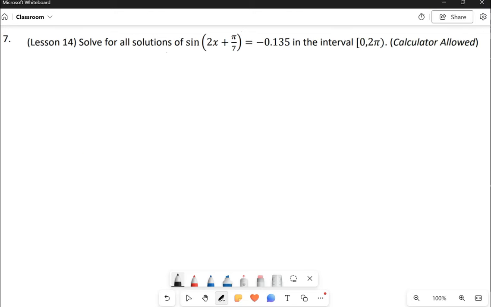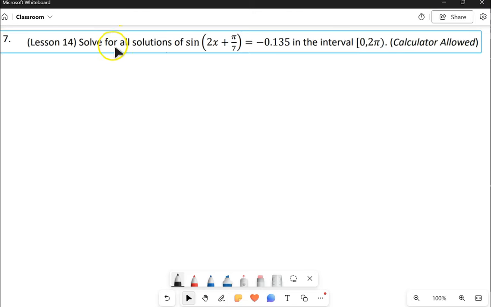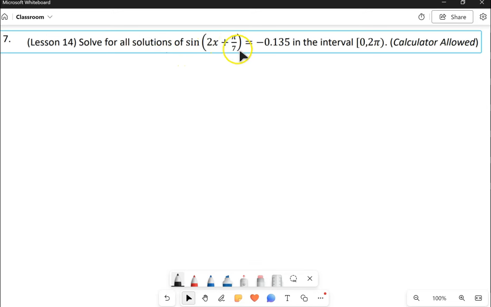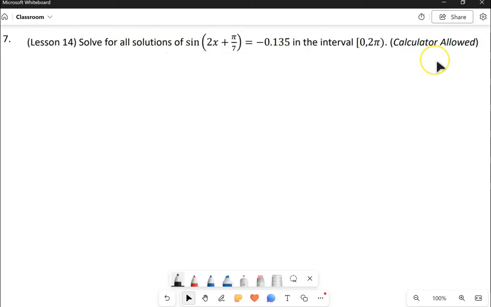All right, let's take a look at this question. Solve for all solutions of sine of 2x plus pi sevenths equals negative 0.135 in the interval 0 to 2 pi. Calculator allowed. So the first thing I'm going to do is just let theta equal this 2x plus pi sevenths. So we have sine theta equals negative 0.135.